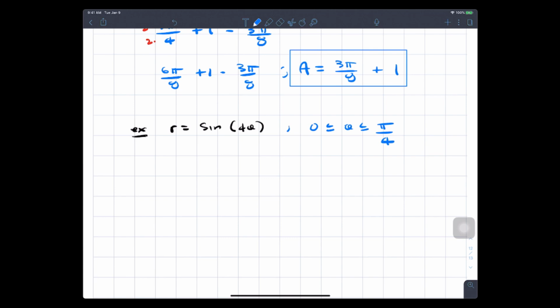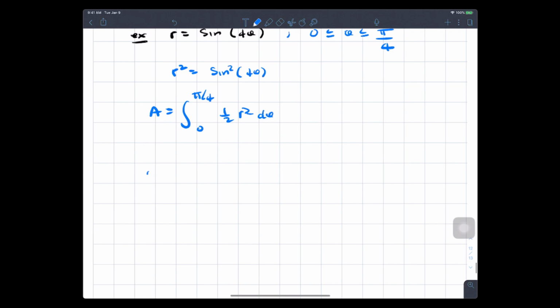So here's kind of how we can do this. We know r squared is sine squared 4 theta. So the area for one leaf, from 0 to pi over 4, is the integral of 1/2 r squared d theta, which becomes the integral from 0 to pi over 4 of 1/2 sine squared 4 theta d theta.